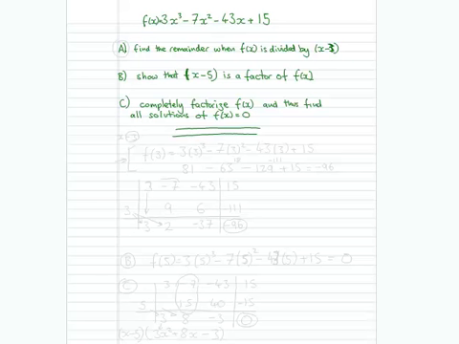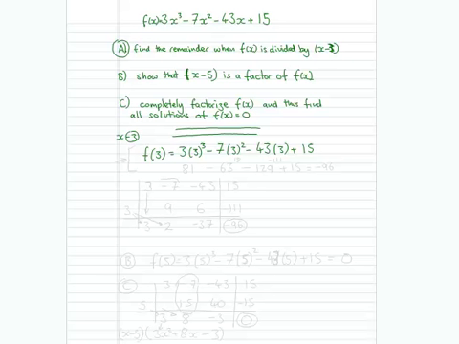So let's look at the first part of the question, question A. Find the remainder when f of x is divided by x minus 3. So normally we'd use the remainder theorem, and that would tell us that the remainder is given by changing the sign of the number in x minus 3, so changing the minus 3, and substituting it into the function. So normally, the traditional method would be done like this. And if it's in a calculator paper, we'd get the result.